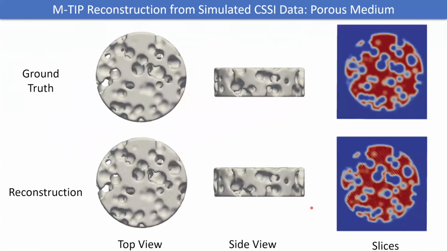And so here's a more complex sample that I reconstructed as well. Unfortunately, I didn't have time to make a movie of this. This was a reconstruction of a porous medium, where the data was simulated through the ground truth object on the top. It's basically just a cylinder with a bunch of holes cut out randomly. And on the bottom is the reconstruction, which has a pretty good match to the ground truth.